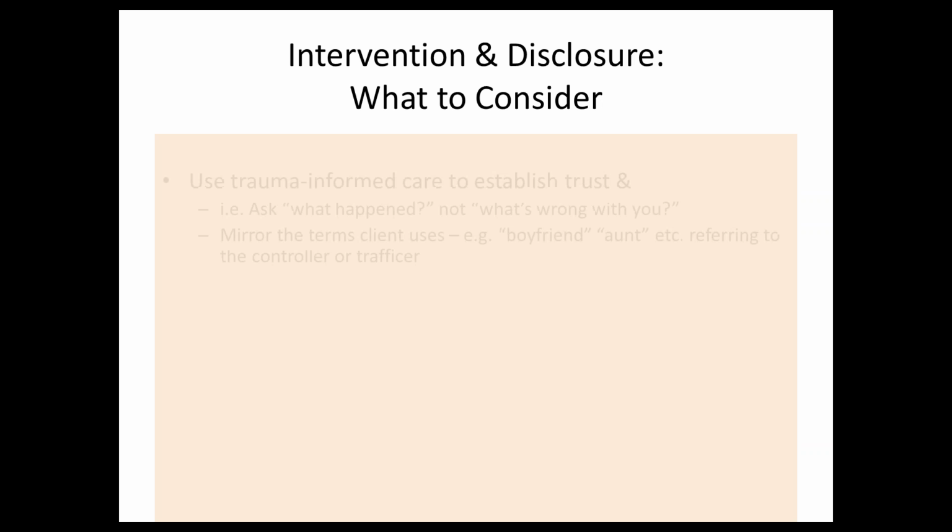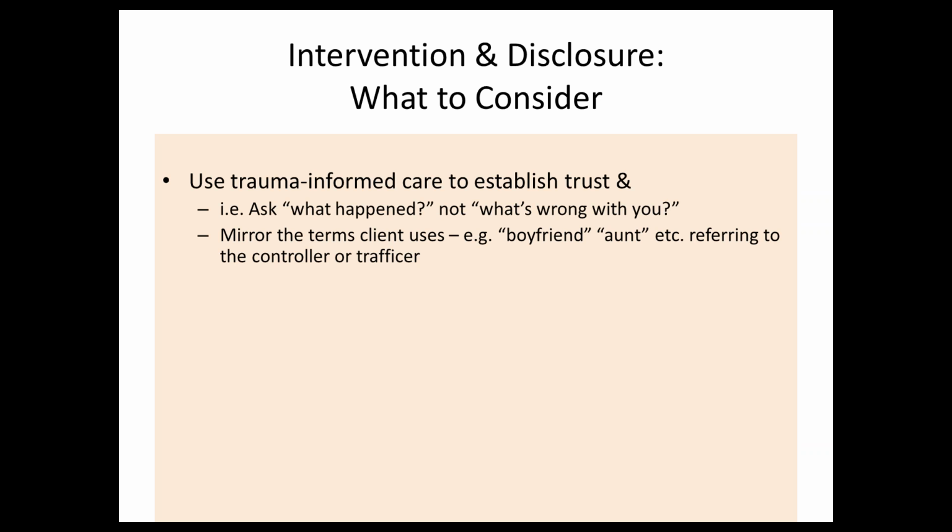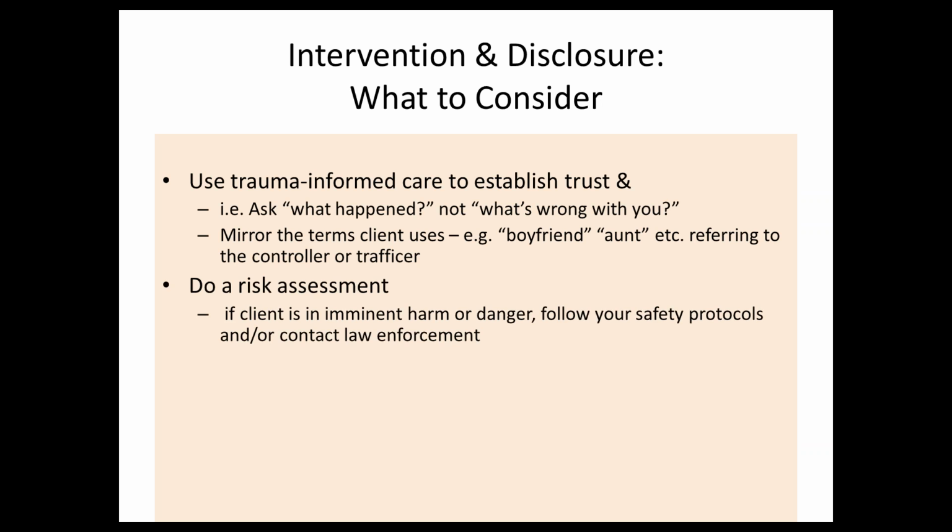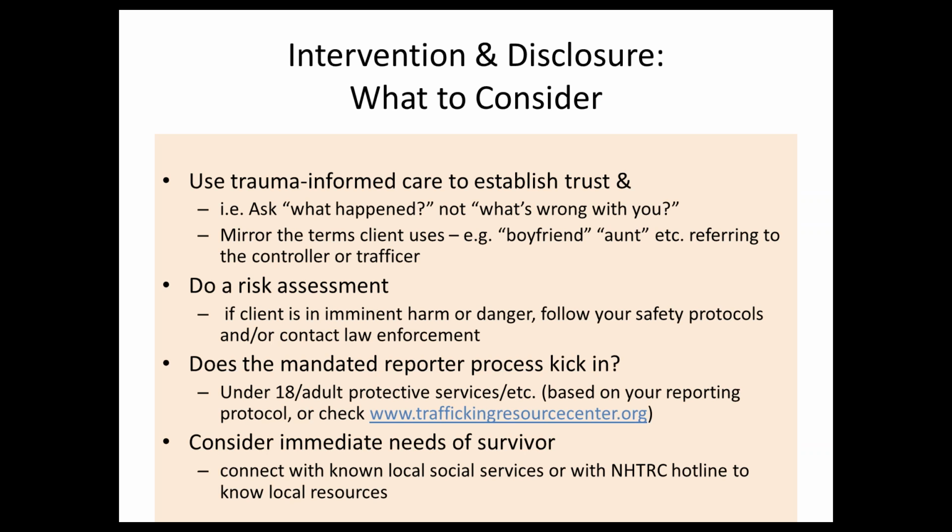Number 2, consider the following when you decide to intervene or you decide for disclosure. Use trauma-informed care to establish trust, to ask what happened, not what's wrong with you, and to mirror the terms the client may use, such as the use of boyfriend or aunt referring to the controller or trafficker.